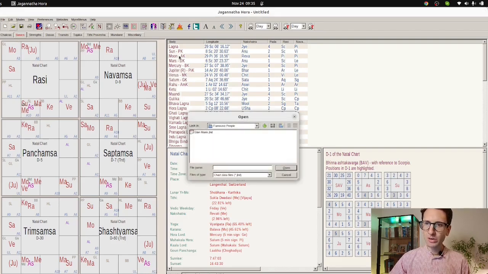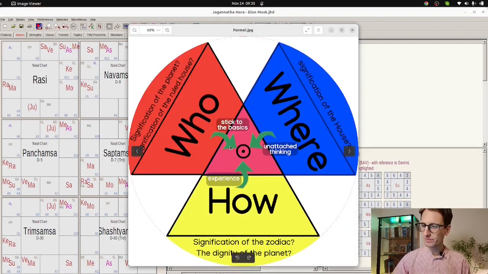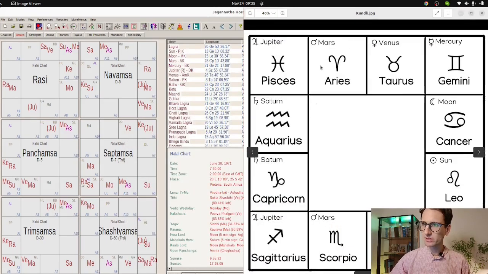In the last video we calculated the chart of Elon Musk. I can pull it up from here, we have saved it. And now let's have a look at this chart here.